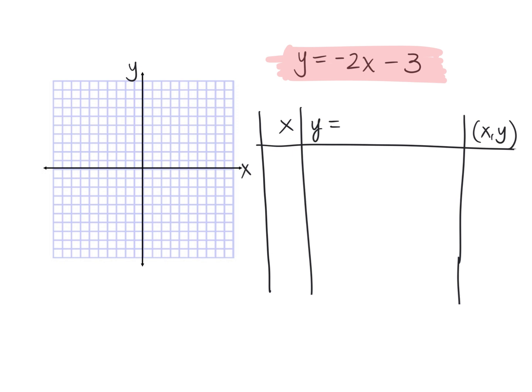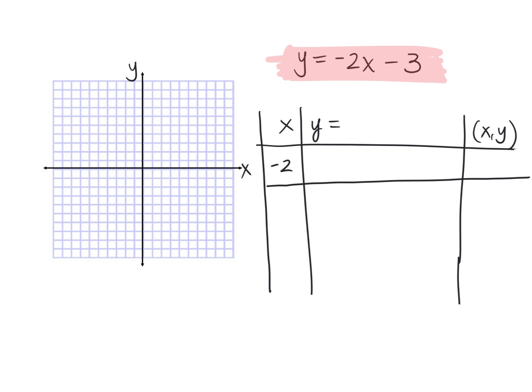Now, if you chose 100, that's not going to fit on our graph. So choose small numbers. What I like to tell my students is you should be choosing at least one negative number, at least one positive number, and 0. Okay, so we're going to do that to graph it. So I'm going to choose one negative number. I'm going to choose -2. Okay, so that's going to be my first X value.